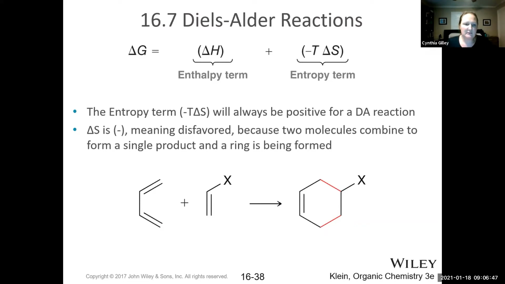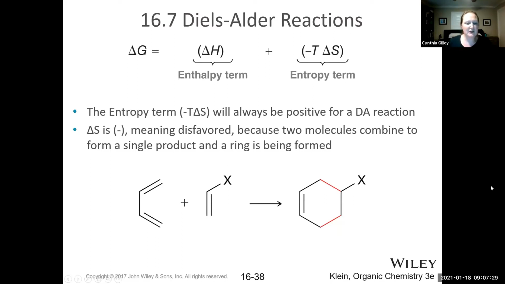But what about entropy, right? Will the entropy term be positive or negative? I want to remind you that when the entropy term is favored, its delta S is positive. When it's disfavored, it's negative. So that's a little bit different from delta H. When the enthalpy term is favored, it's negative. And when the enthalpy term is disfavored, it's positive. So the opposite is true for delta S. So delta S for this reaction is actually negative, which means that it's disfavored, because 2 molecules combine to form a single product and a ring is being formed.